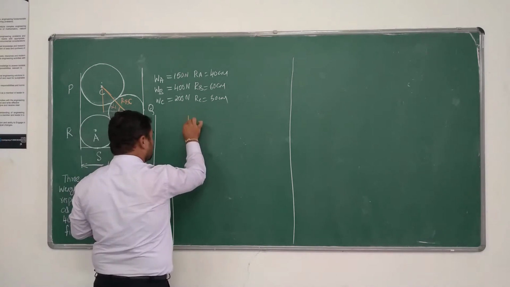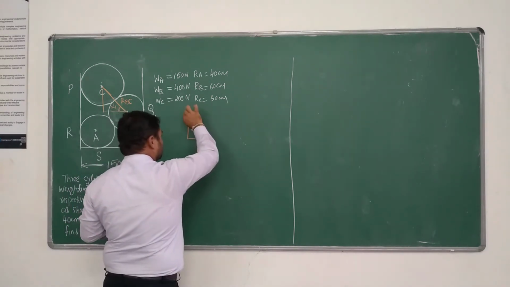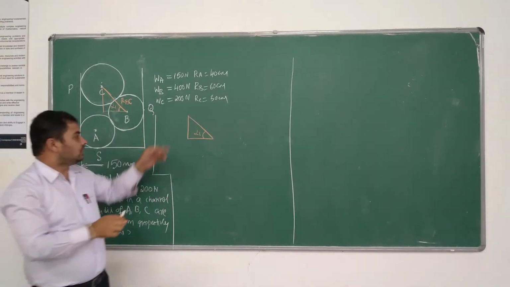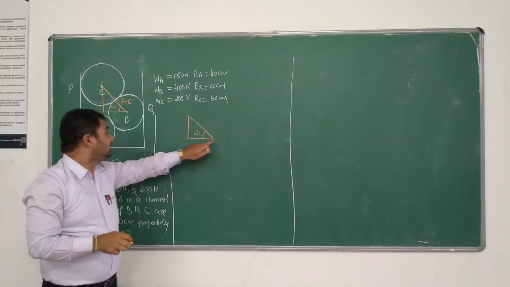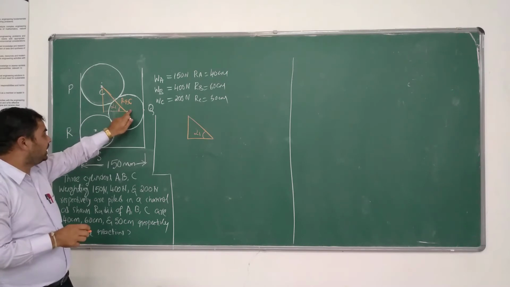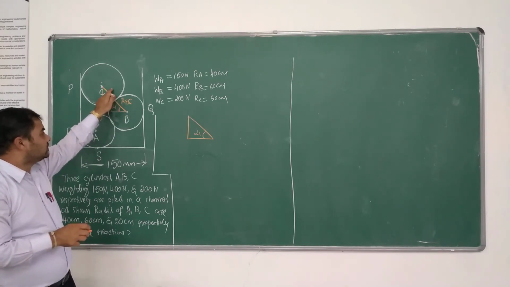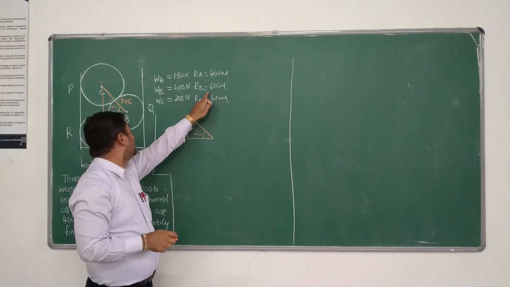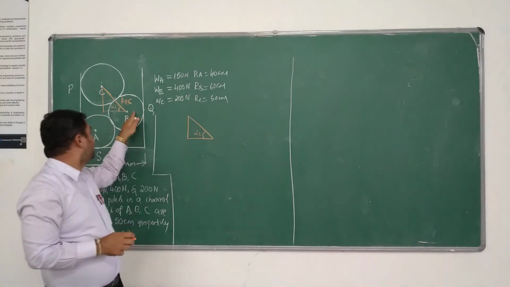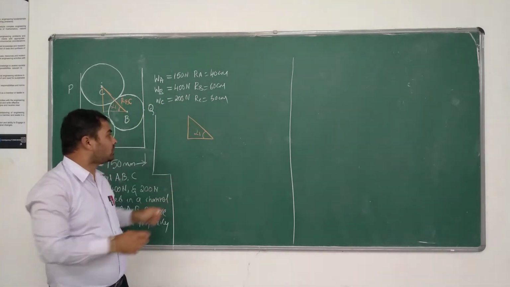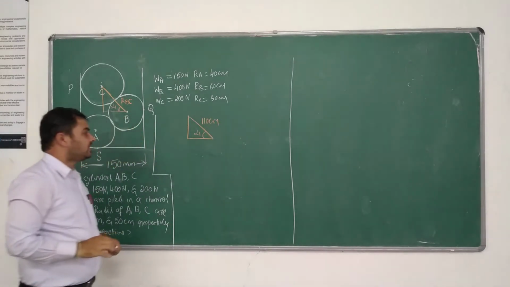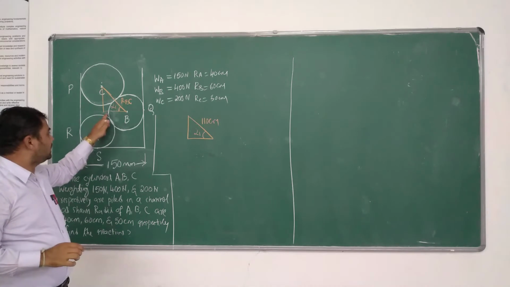I'll just write on the diagram here once more. So this is your alpha 1. What is the length of this side? You can see from the figure, we know the radius of cylinder B and the radius of cylinder C. The radius is given as 60 cm for B, whereas for C it is 50 cm. So the total length will be 110 cm.